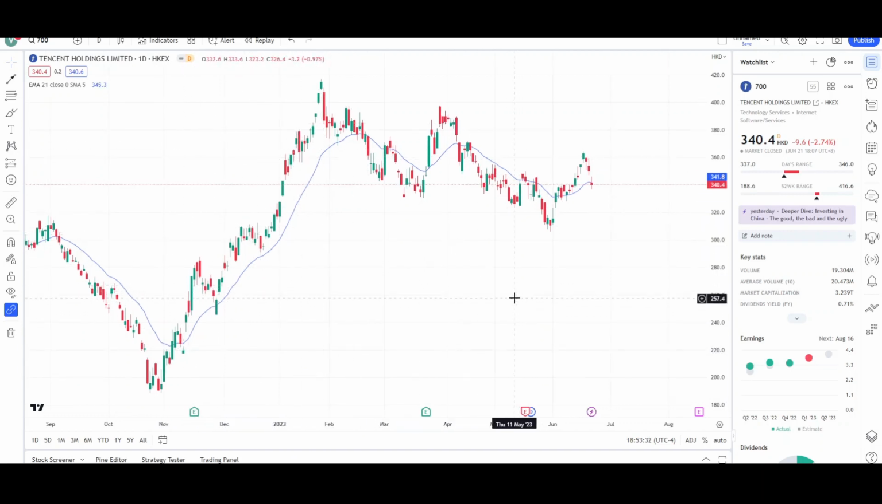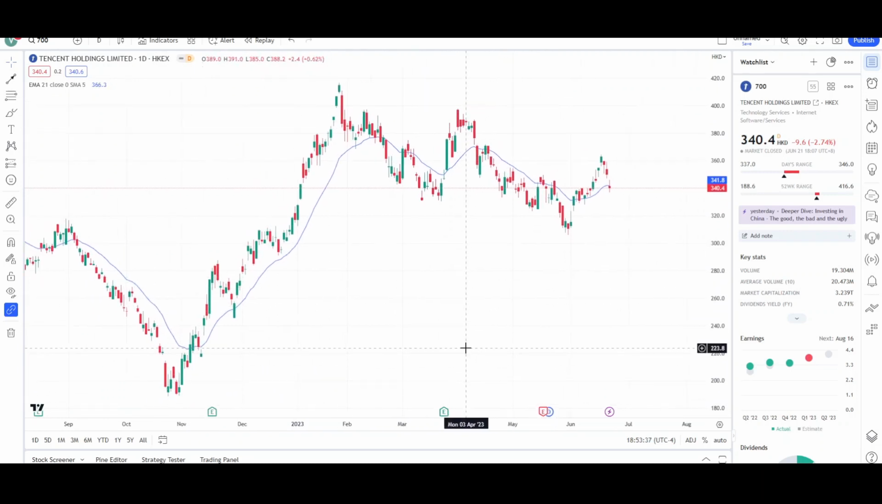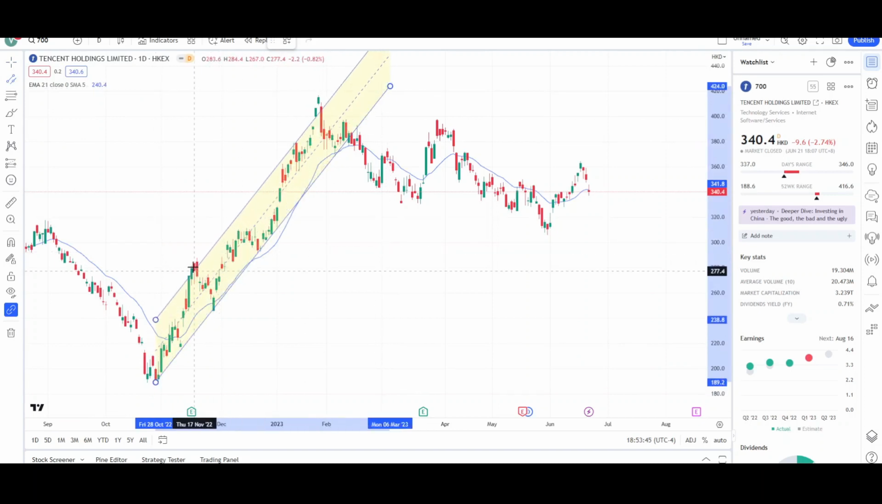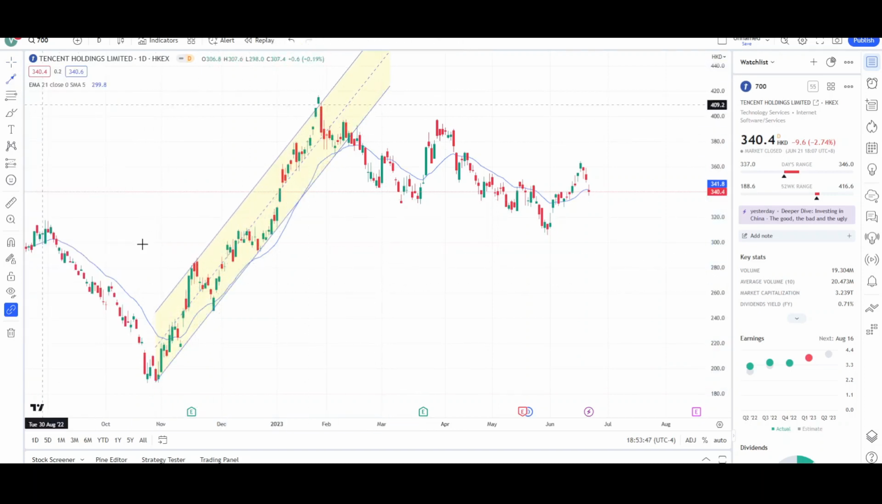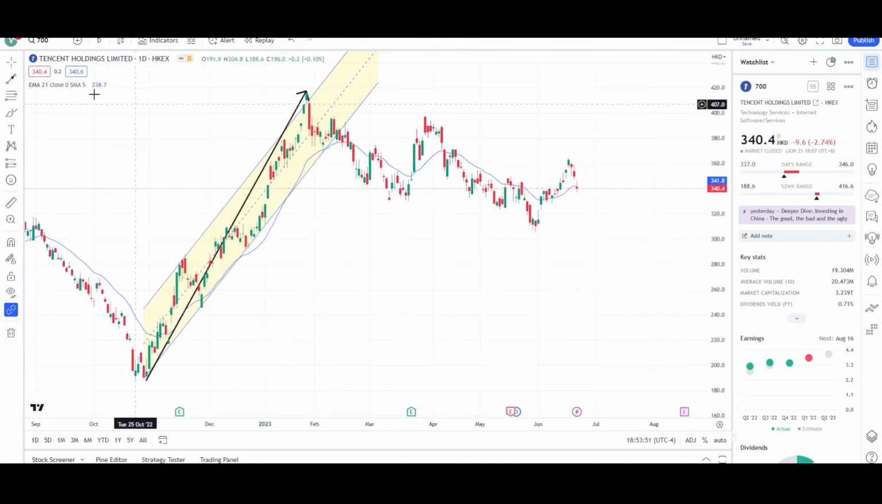What stands out to me the most, just going back to October of last year, is this huge pump higher. I can represent that with this channel. So there was this huge move up higher, and I can also put an arrow for that move. And then what happened after that? Basically, the price made two legs down in the form of a bunch of waves.